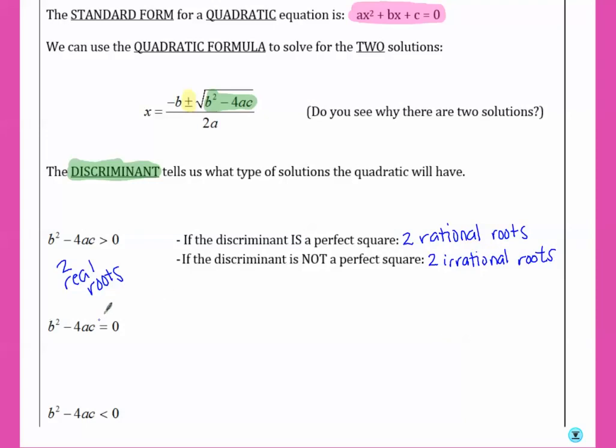If our discriminant is equal to 0, that means we're taking the square root of 0. If we add 0, or if we subtract 0, we get the same number. So that means this one is going to have one rational root.